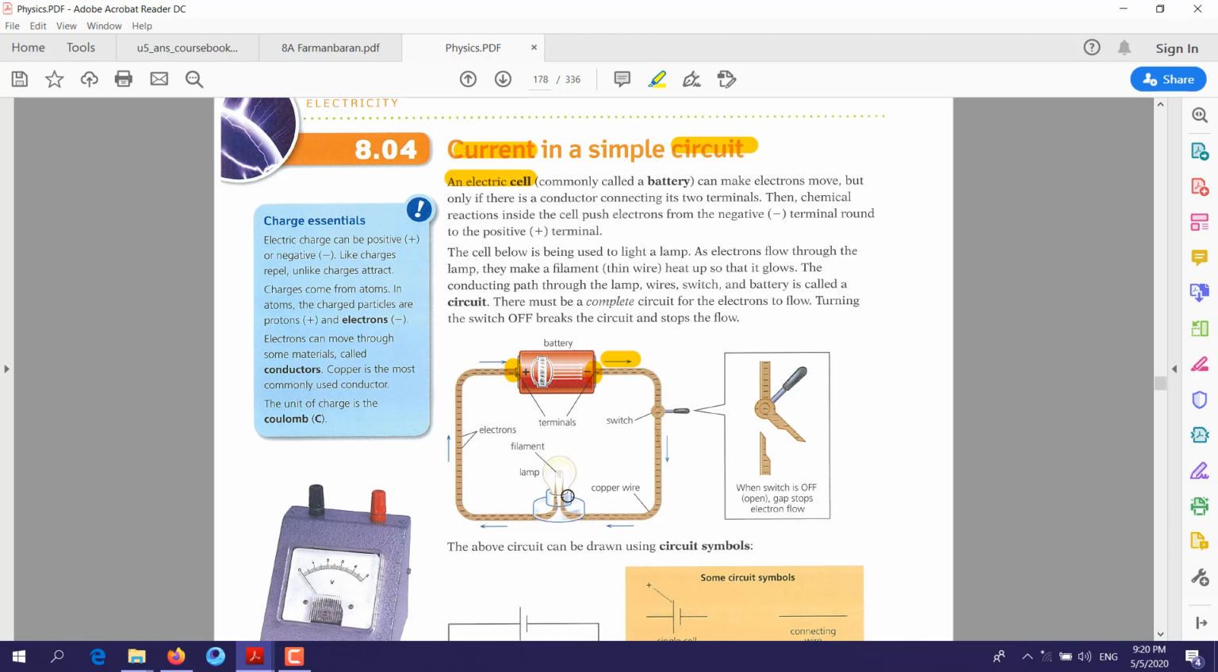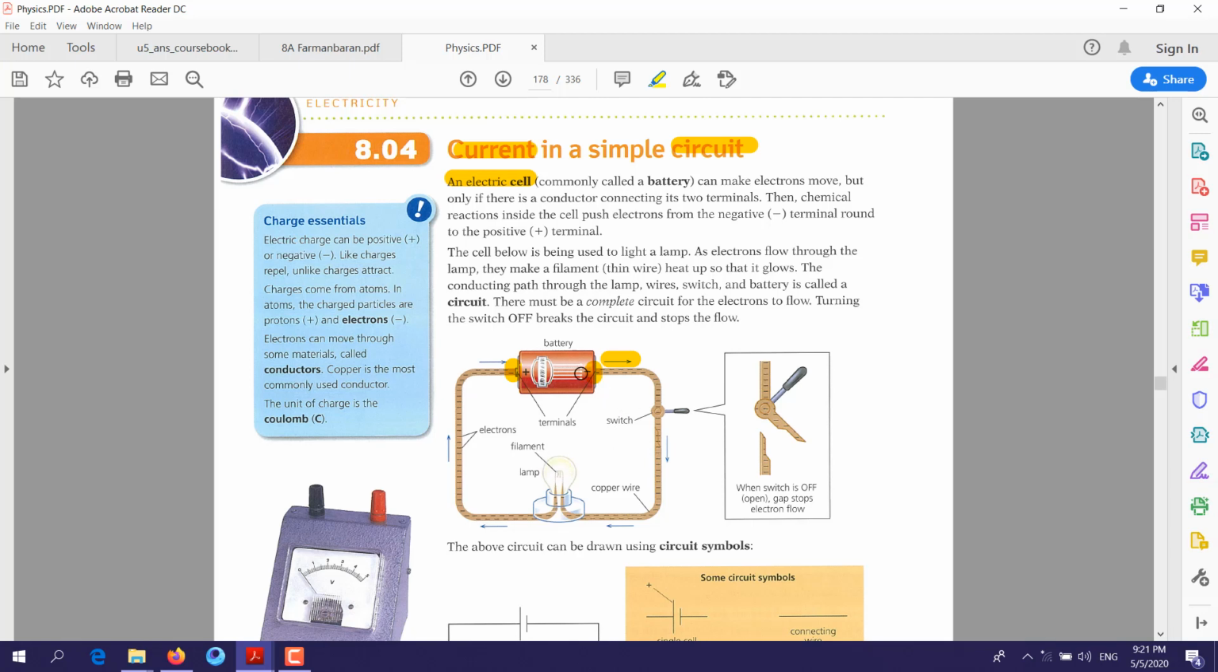Now, when you close the switch, what will happen? This lamp will glow. How or why? When the electrons are passing through this wire and reach this point, they will pass through the filament. Here we have something we call the filament. When the electrons pass through the filament, it will heat up the filament. As a result of this heating, the filament will start glowing.